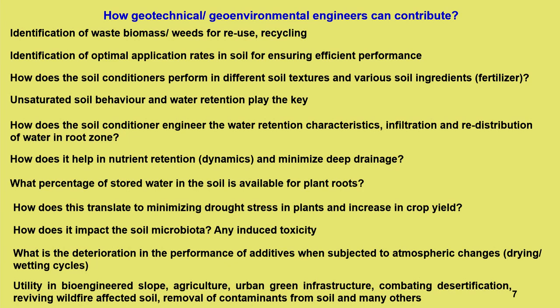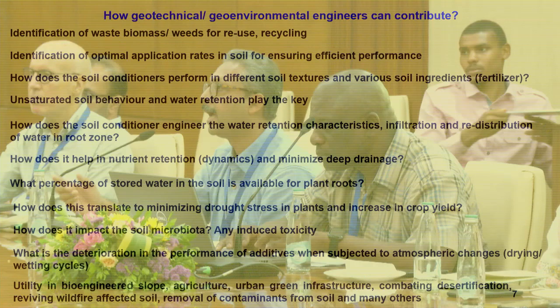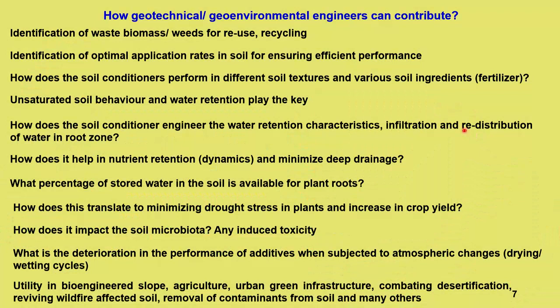And for all this, unsaturated soil behavior in terms of water retention plays the key role. So how does the soil conditioner engineer this? I would like to stress this particular point, because we need to engineer the water retention characteristics, and not only that, how the water infiltrates and how it redistributes in the root zone needs to be understood in detail. And how does it help in nutrient retention? Because most of the time, because of indiscriminate irrigation, most of the nutrients leach down. This is the biggest problem. Can we have soil conditioners in place which will retain the nutrients for a long time in the root zone? That is another important aspect which needs to be understood.